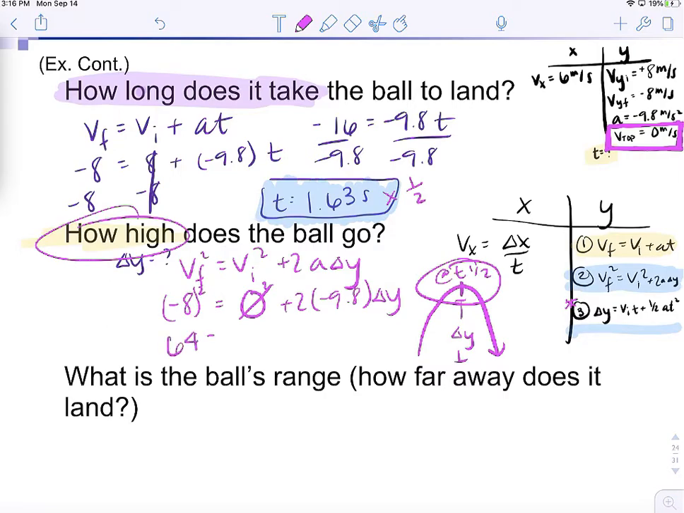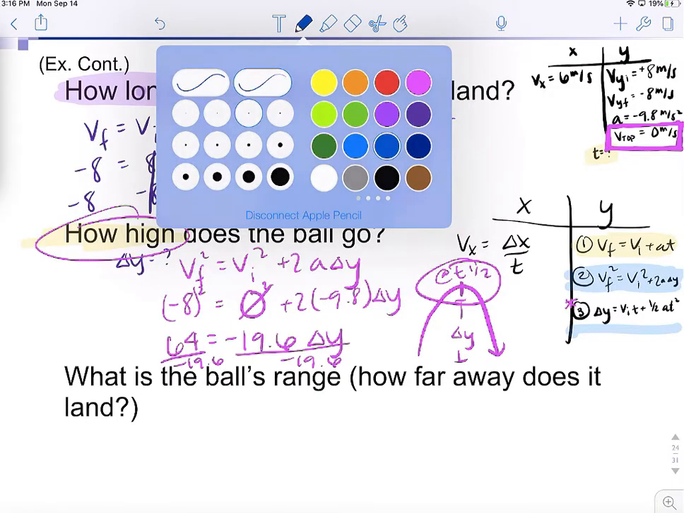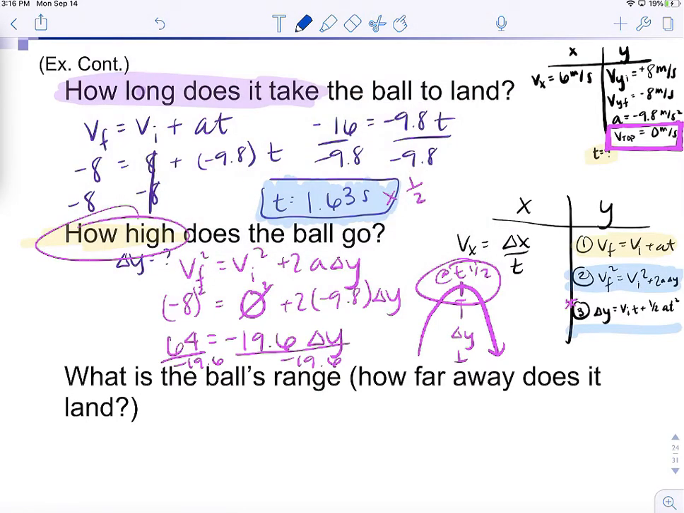-8 squared is just 64. 2 times -9.8 is -19.6. So now I just divide. And I get about 3.3. When you type this specific thing into your calculator, it's negative, but since they're asking about height, you can just drop the negative.